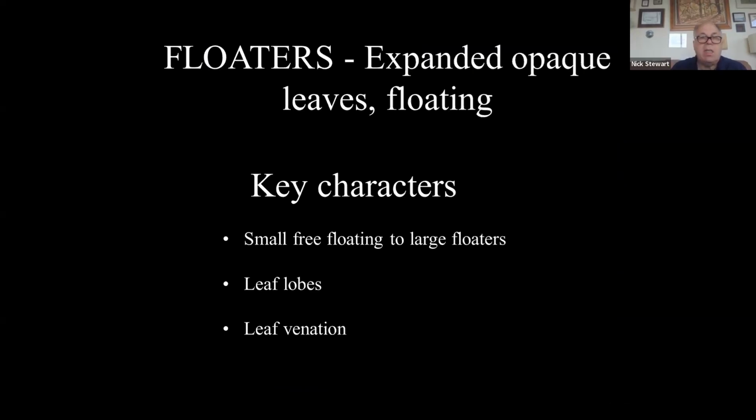Now, the main characters that are really useful for identifying these floating leaf plants are the size. They vary quite considerably, with the largest being the water lilies, and there are all sorts of smaller sized ones. The way the leaves are lobed or not lobed is important. And the venation of the leaf is also a very useful character. These three characters will come up again and again.